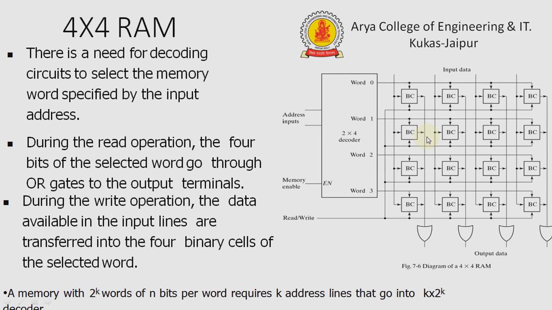So in this type of memory decoding, a memory with 2^k words of n bits per word requires k address lines that go into a k × 2^k decoder.